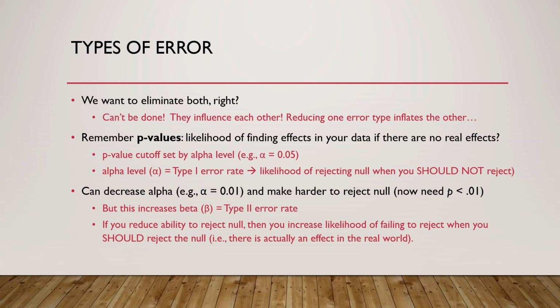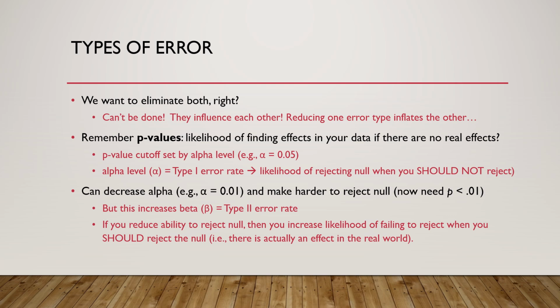And we can decrease this alpha. We can change it to be even smaller, so a smaller likelihood of rejecting the null when we shouldn't, and make it harder. So now if we're using an alpha of 0.01, or a type 1 error rate of 0.01, then we can only find significance if p is less than 0.01. But as I started to say at the beginning of this slide, this increases the beta, which is the type 2 error rate. So type 2 error rate is associated with beta. It's a capital beta, the Greek letter, which looks like a funny looking capital B.